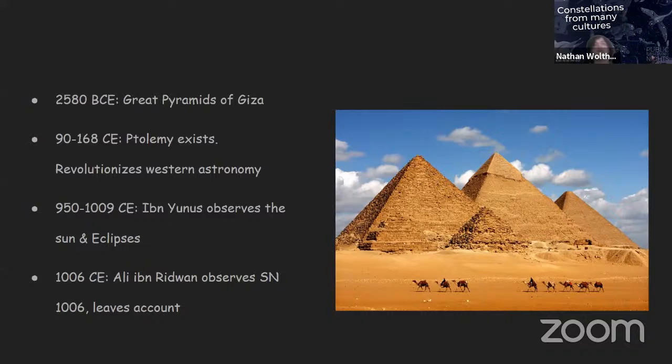Fast forward a couple hundred years, we have Ibn Yunus, who made various observations on the sun and solar eclipses. These solar eclipses would be used for hundreds of years afterwards. Ali ibn Ridwan observed the supernova SN 1006 and left the most accurate and detailed description of it that we had for a very, very long time.